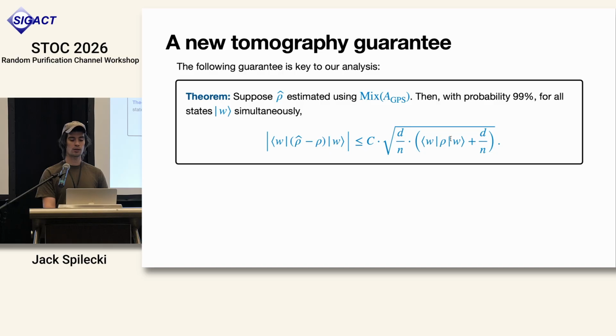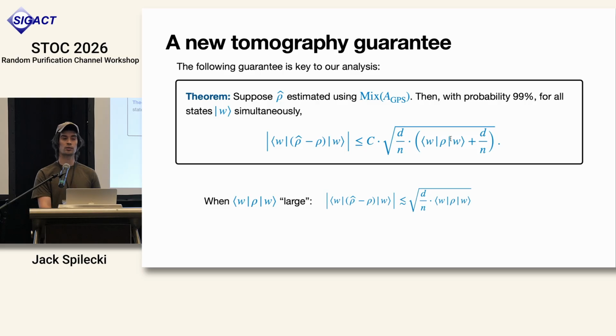And in particular, when rho is quite large in this direction, we have a bound that looks like this. It's improving as rho becomes smaller in this direction, until eventually you hit some floor where we can't make any guarantee besides maybe some d over n size.